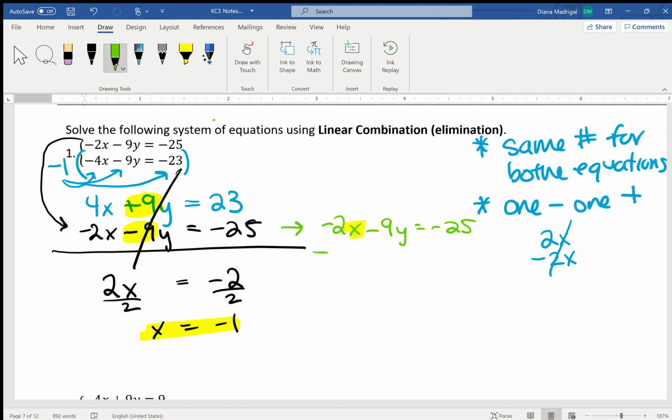So I have -2 times -1 minus 9y equals -25. And all you're going to do is solve this equation. First thing you have to do is multiply -2 times -1, which gives me +2. Minus 9y equals -25. All right, to solve for this one, I need to get rid of 2 by subtracting 2. Whatever you do to one side, you got to do to the other side. So now I have -9y equals -27.